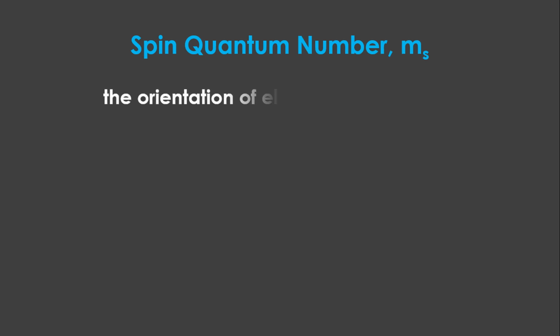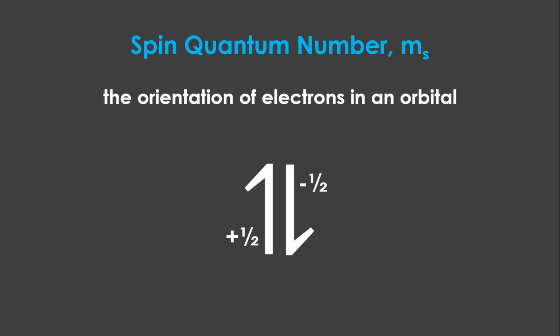Next is the spin quantum number, m sub s, which shows the orientation of electrons in an orbital. It is the only quantum number whose values do not depend on the values of the other quantum numbers, and has only 2 values, plus half and minus half. It explains that for 2 electrons to appropriately occupy an orbital, they must be placed in opposite directions to reduce the effect of the electron-electron repulsion between the 2 electrons.